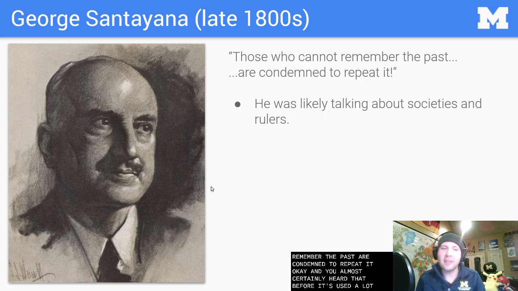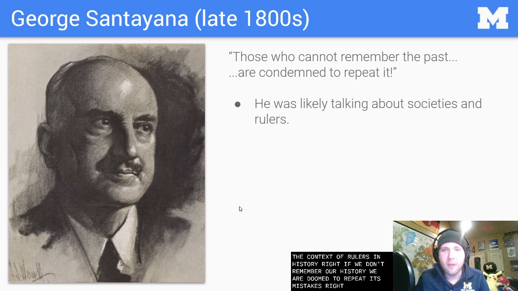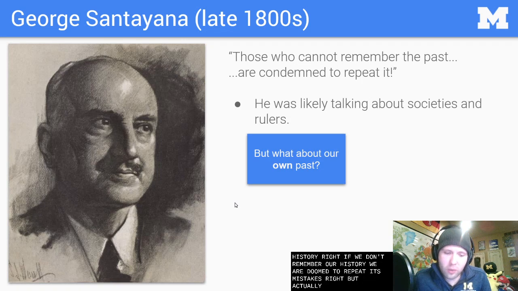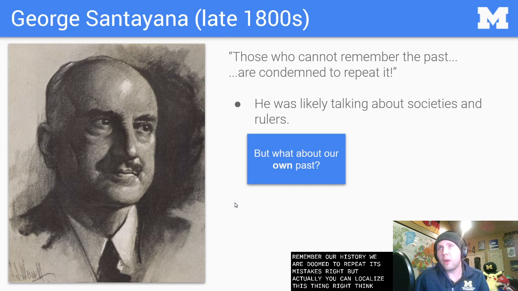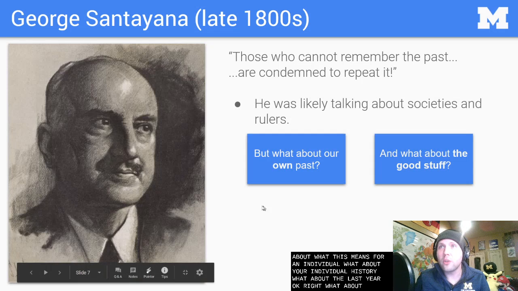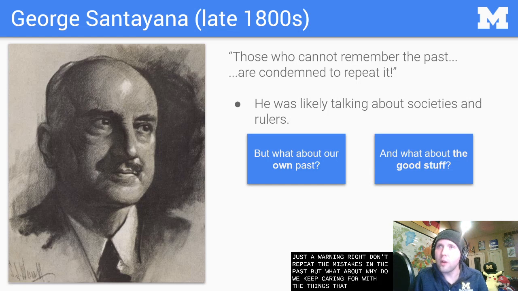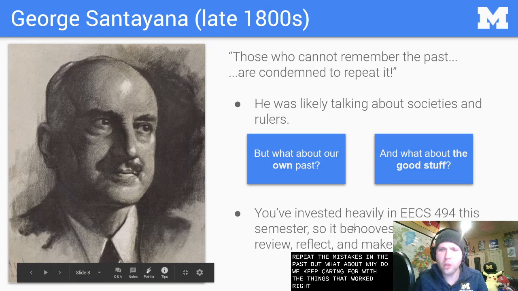It's used a lot in the context of rulers and history, right? If we don't remember our history, we're doomed to repeat its mistakes, right? But actually, you can localize this saying, right? Think about what this means for an individual, right? What about your individual history? What about the last year, okay? Right? What about the good stuff? Usually this is a warning, right? Don't repeat the mistakes of the past, but why don't we keep carrying forward the things that worked, right? What about the good stuff?